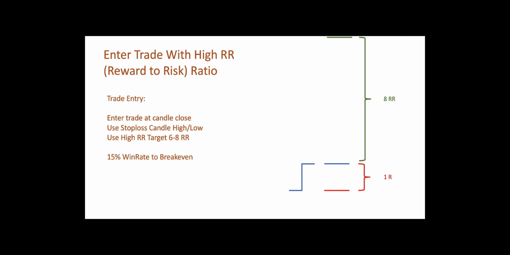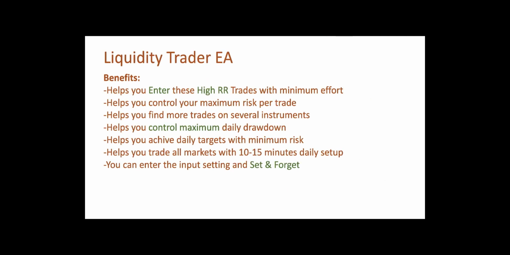The Liquidity Trader EA can assist in achieving these high risk-reward trades with minimal effort. It can regulate the maximum risk per trade and identify more trades on multiple instruments, which would be difficult to accomplish manually. The Liquidity Trader EA offers several benefits to traders. Firstly, it helps you control your maximum daily drawdown, which can be difficult to do when trading manually and emotions come into play. With the EA, you can set your risk parameters and let it handle the rest, reducing the risk of things getting out of control.